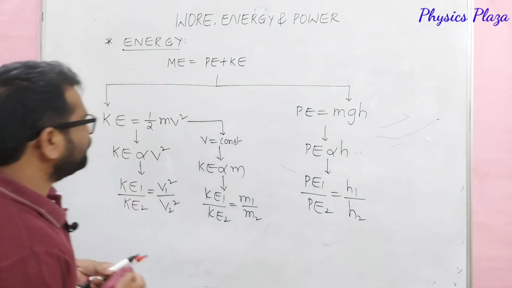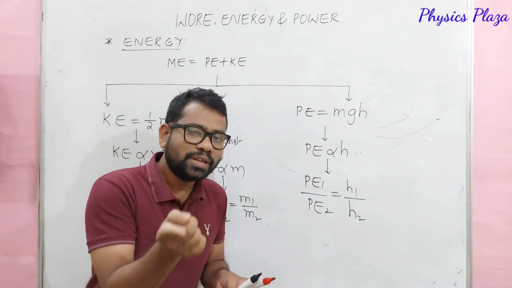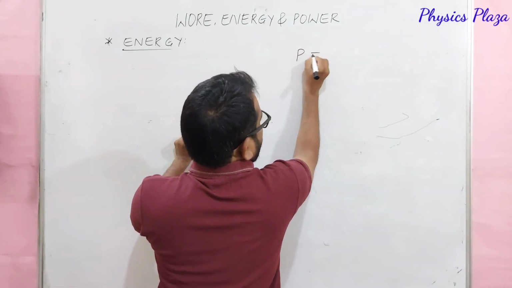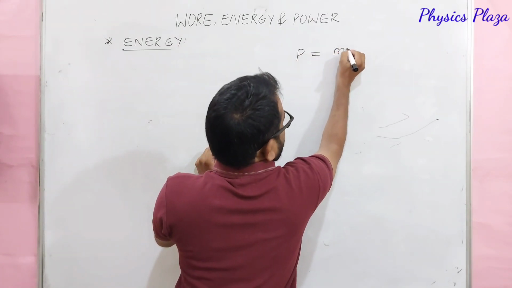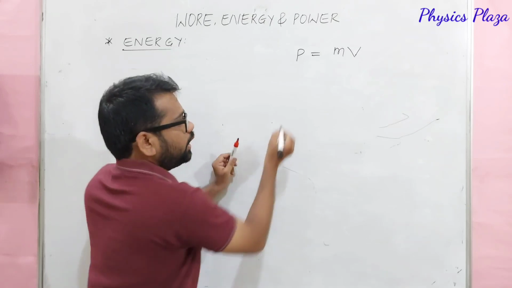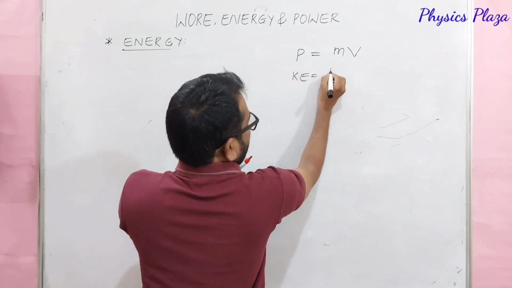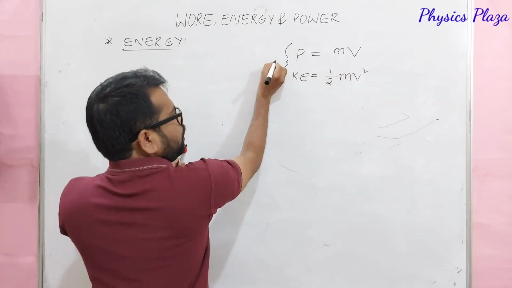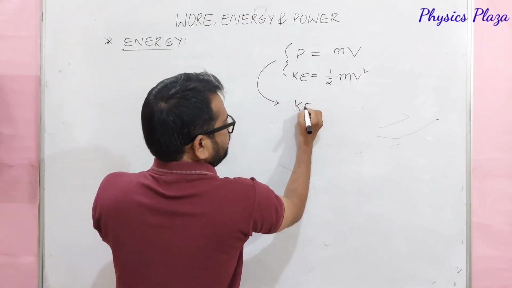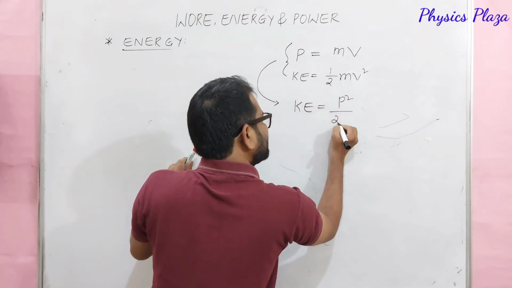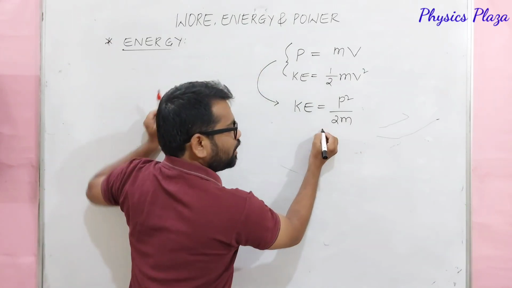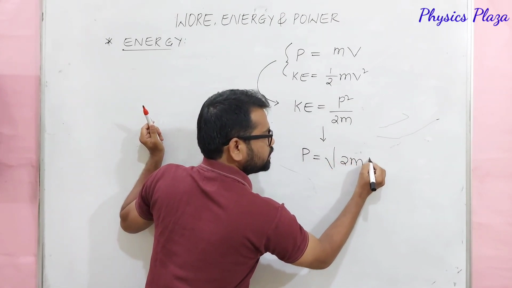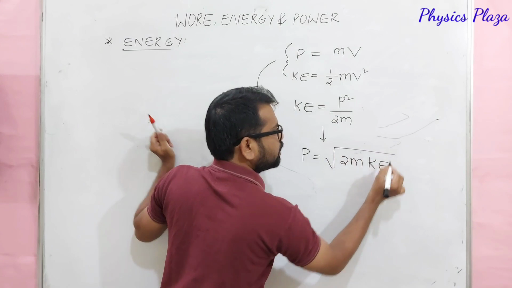Children, now we'll recall what linear momentum is and how it is related to kinetic energy, which is very important. Here P is the linear momentum. It is defined as mass into velocity, that is P is equal to mv, and we know that kinetic energy is equal to half mv square. The relation between these two is very important. So how are these two related? Kinetic energy is equal to P square by 2m. Children, it's very important, and it can also be written as P is equal to square root of 2m into kinetic energy.